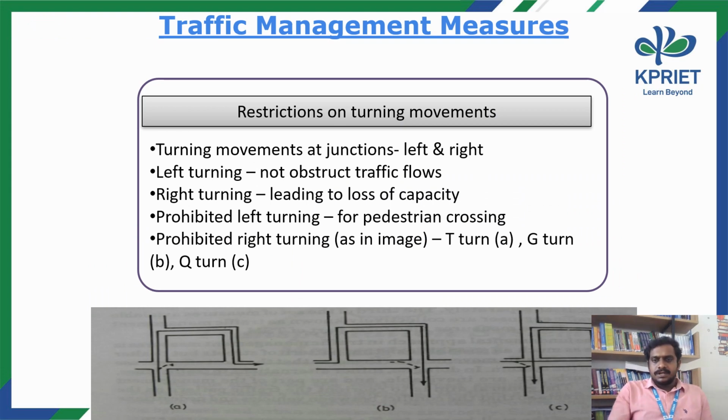Restriction on turning movements, as we have seen, the images are self-explanatory, that is A, B, and C, which give the detailed explanation here. By this method, nearly 70% of the traffic congestion can be reduced.